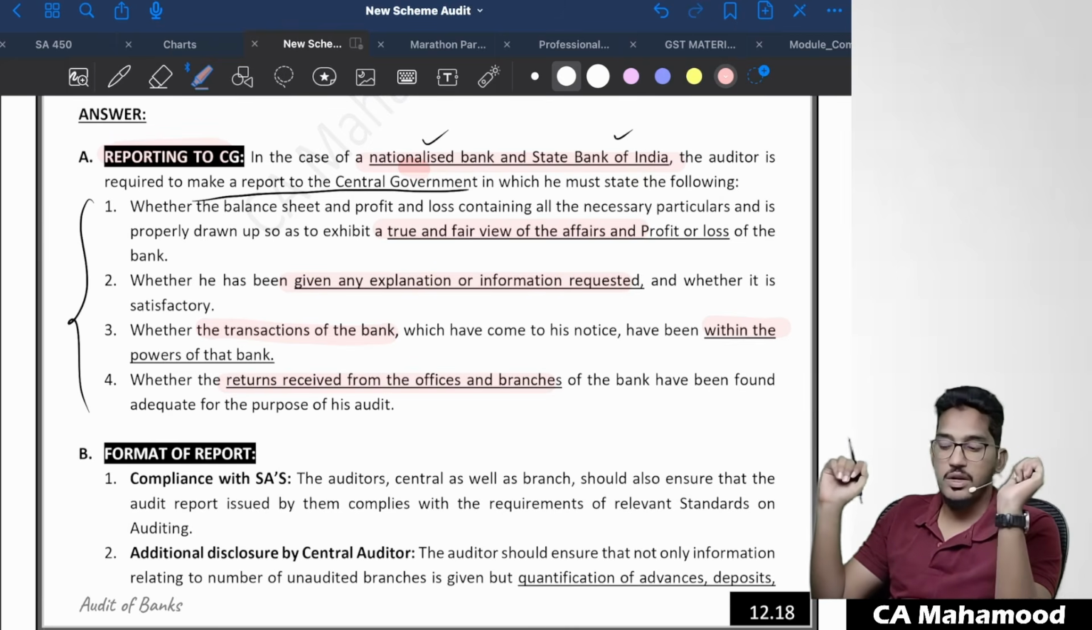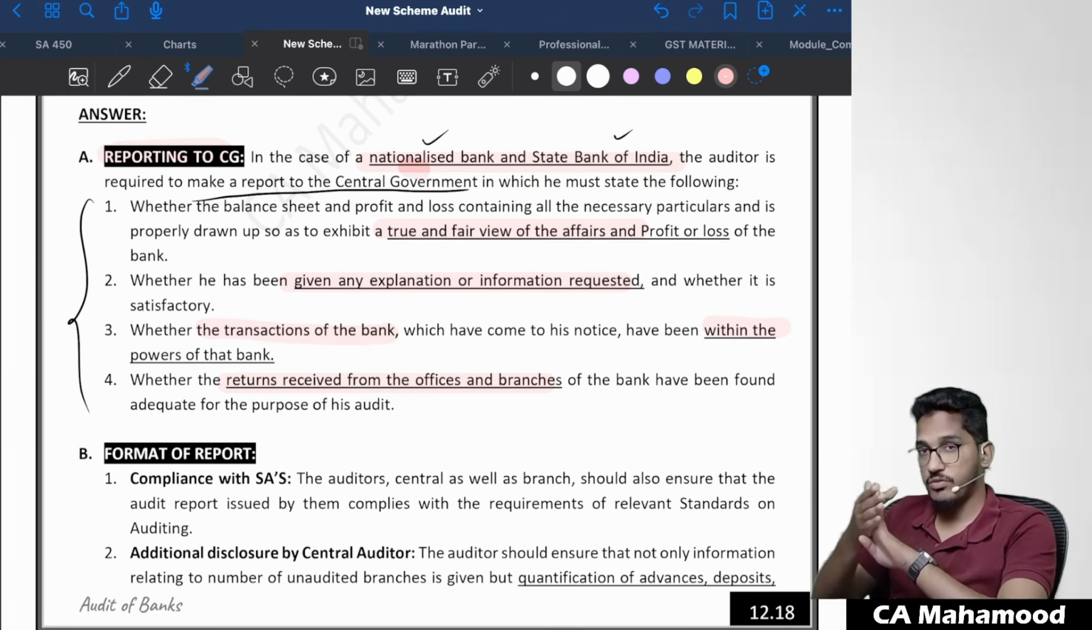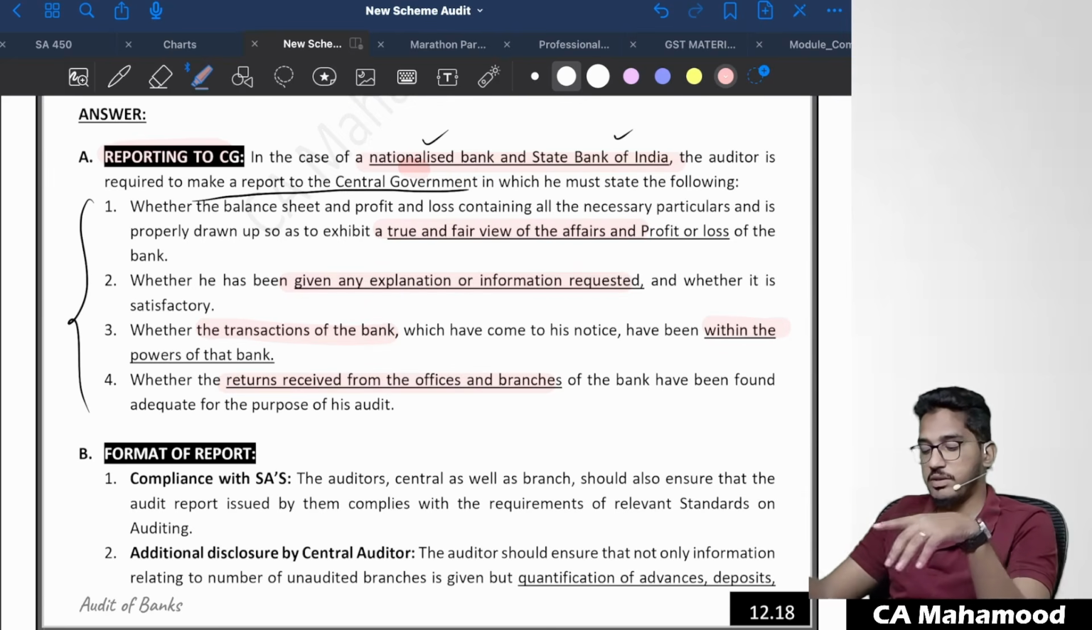So in case you are conducting audit of a nationalized bank and SBI, you have to submit a report to the central government. In that report, you have to state on four things: whether the financial statements give a true and fair view, did you get all the information and explanation, whether the transactions of the bank are within the powers of the bank, and did you receive the returns and reports from the branches, and are they adequate for the purposes of your audit.